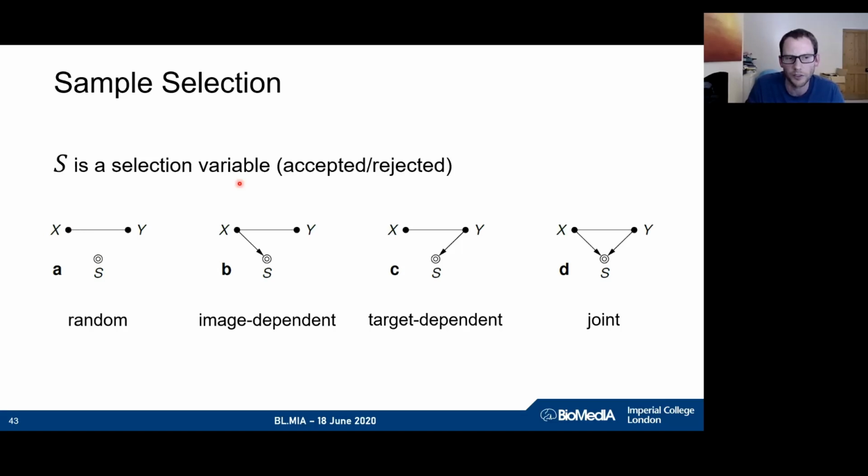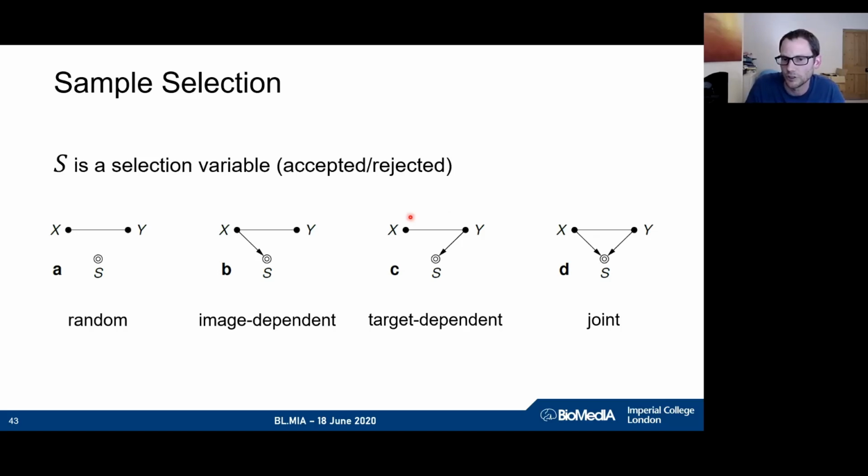And it can be random, like a randomized controlled trial, which is great, no biases. It can be image dependent. There could be a quality control on the images. Maybe not every image made it into the training set because there was some corruption or noise. You could make it target dependent. This is often what we actually do in machine learning, where you train on a 50-50 balanced data set. You do target dependent sampling of training data.